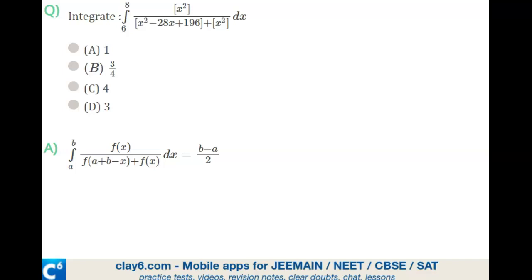There is 196. From 5th standard math, we need to be able to identify patterns again. 196 is 14 square. 28 is 2 times 14. That means that the whole function is a square. Okay, so those are the two things.